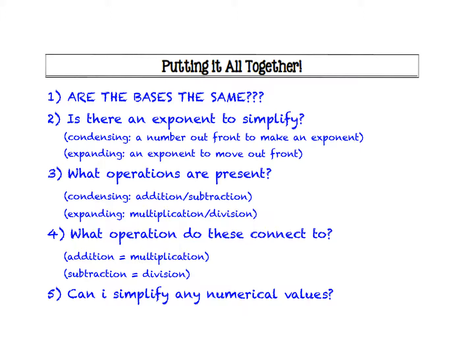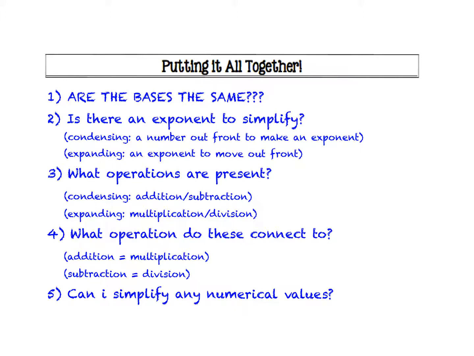First of all, are the bases the same? I cannot apply those properties unless the bases are all the same. Okay, then I think about, is there an exponent to simplify? So either there's an exponent and it needs to come out front if I'm expanding, or there's a number out front and I can put it as the exponent if I'm condensing.